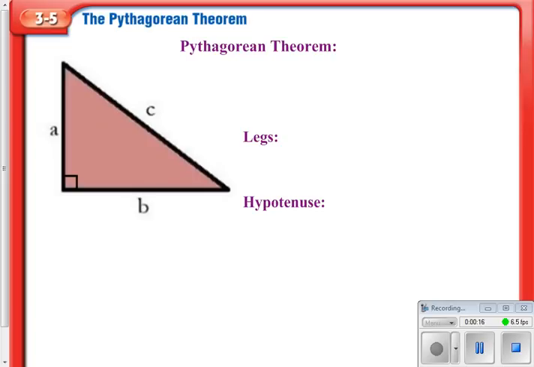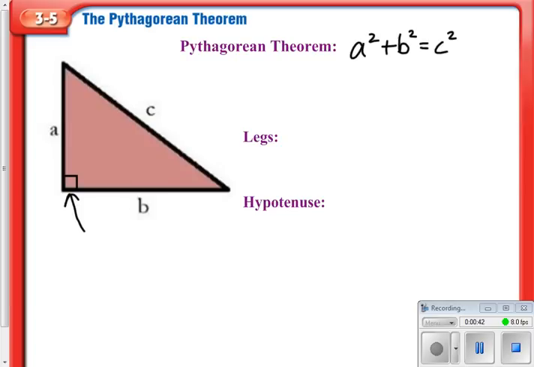Pythagorean Theorem deals with a right triangle. So we have a right angle. Remember, a right angle forms a 90-degree angle. What you need to know about the Pythagorean Theorem is this. When you hear the term Pythagorean Theorem, this is what I want you to remember: a squared plus b squared equals c squared. Okay, that is the equation for Pythagorean Theorem.